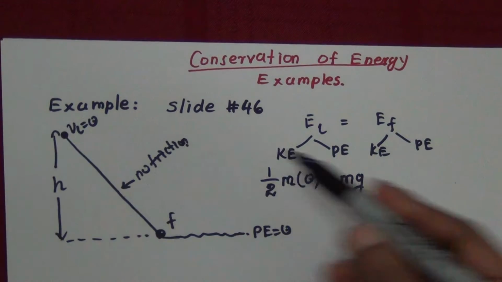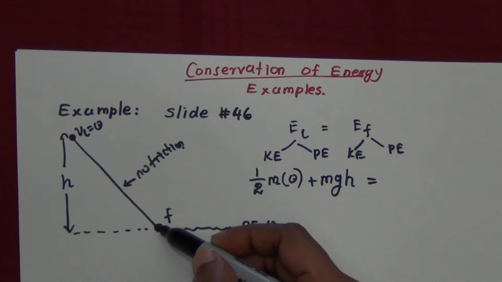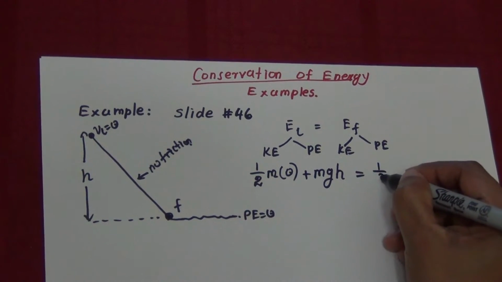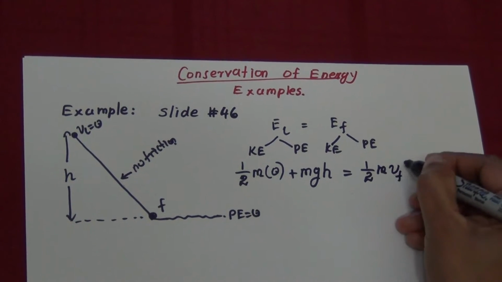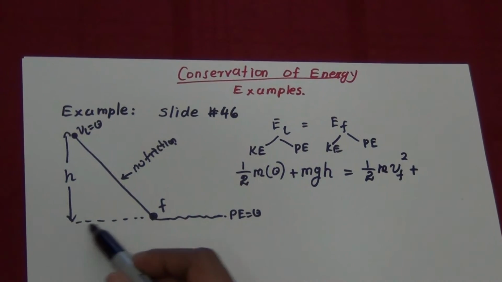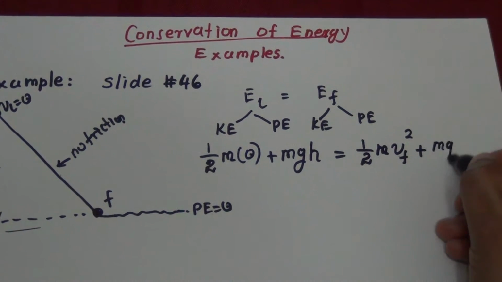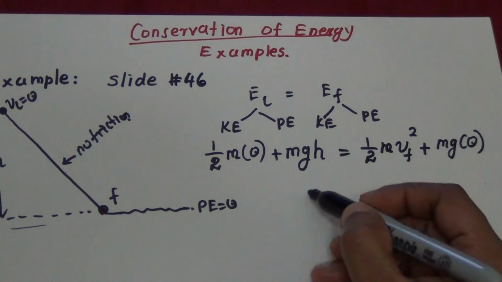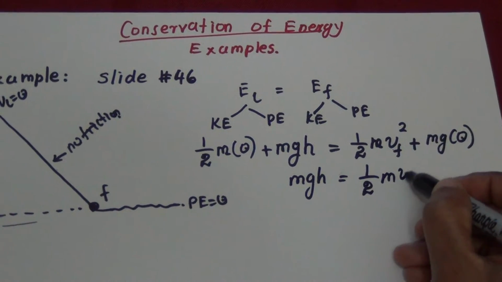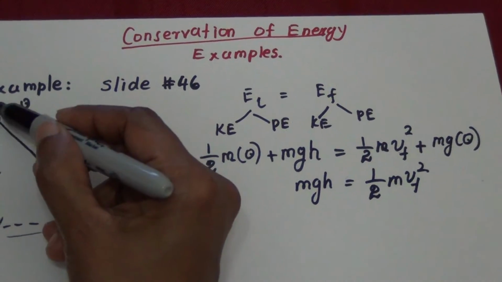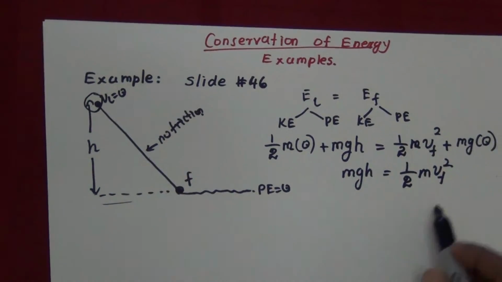level, so it is h height, equals, so here definitely the person will reach with a velocity, so let's write 1/2 m v final squared plus what is the potential energy here? It is the 0 potential energy level, so mg0. So finally we will have an equation like this. Here we have only gravitational potential energy. Here we have only kinetic energy.